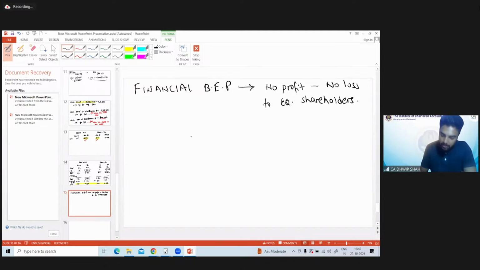In simple terms, it is that level of EBIT where EPS is 0. Are you getting this? Means how much?